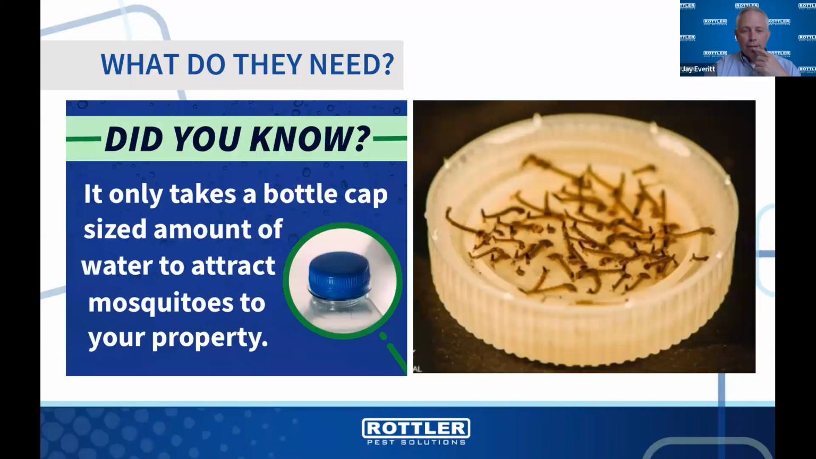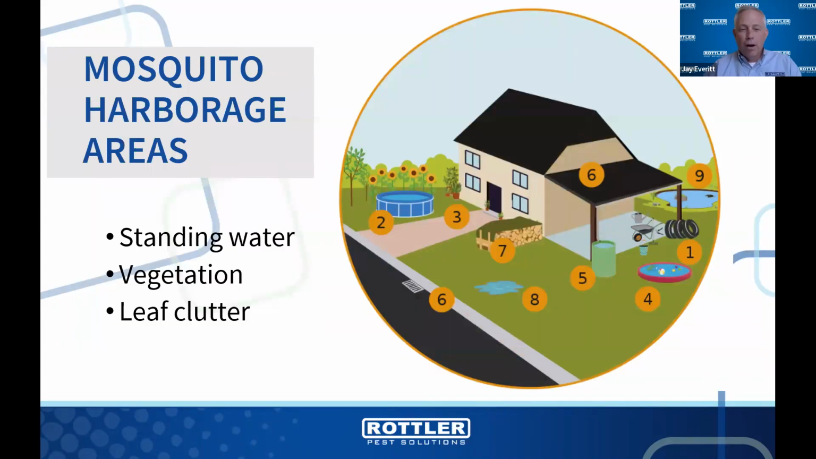It's important to know that they only need about a bottle cap of water to start developing. As you can see in the picture here, you have more than 50 larval stages of mosquitoes surviving. So that's going to become very important for you to understand, and I'll talk a little bit about that in a few minutes. Some of the mosquito harborage areas around your home that we want to really pay attention to.